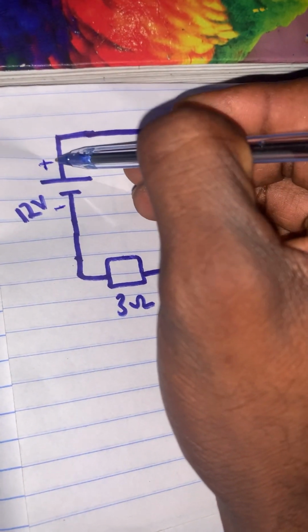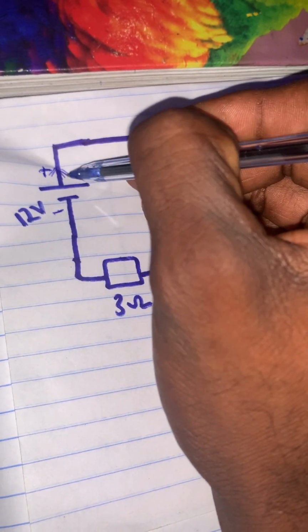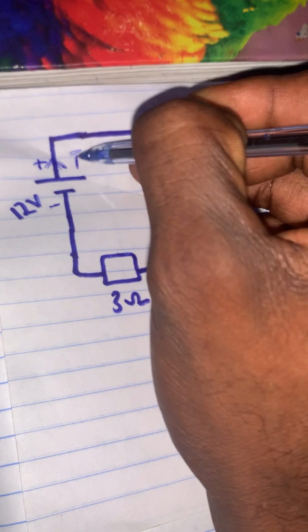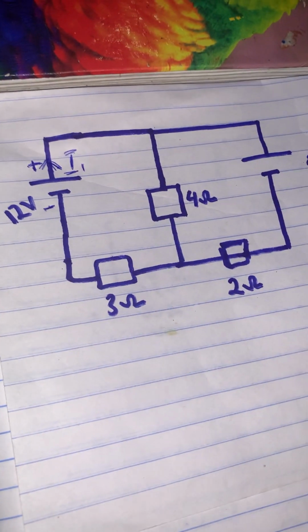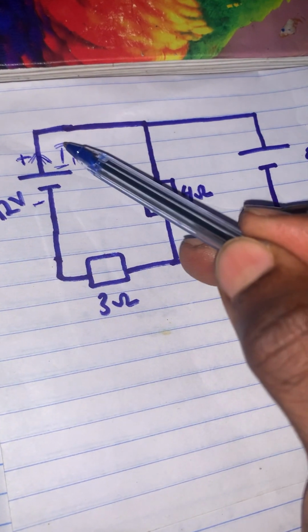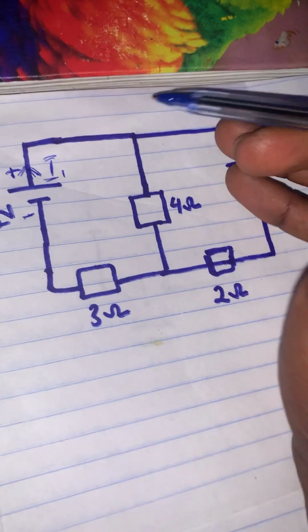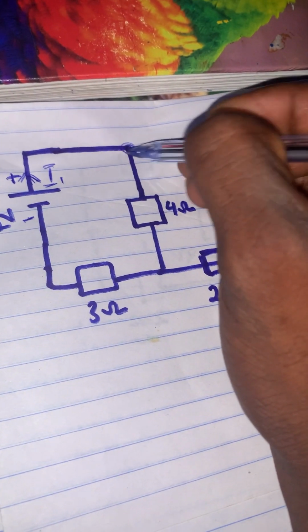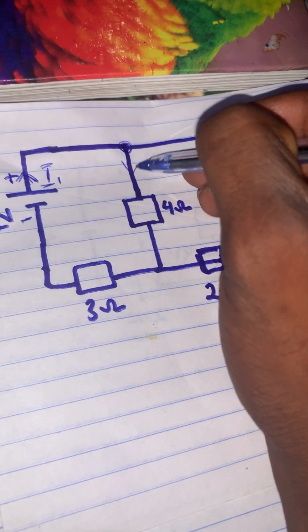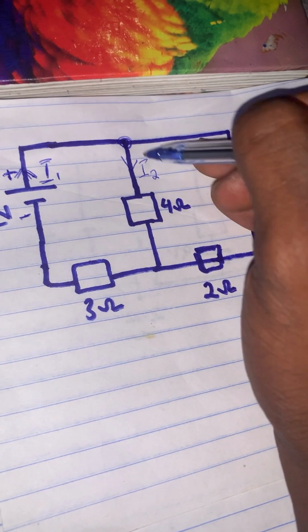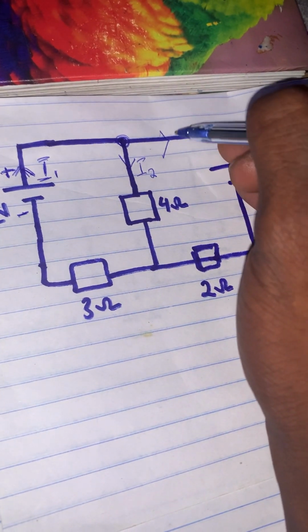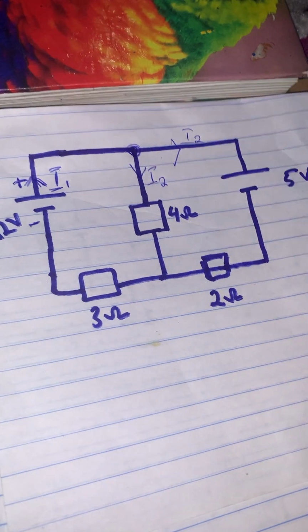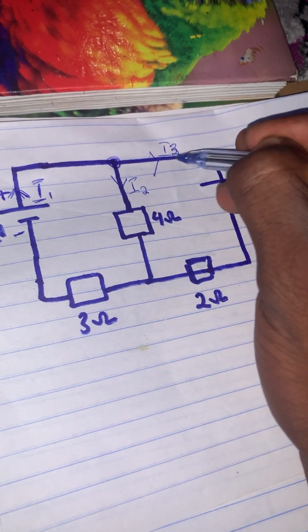And the current always flows from positive sign to negative sign. Let's call this I1. Now when this current keeps moving, here is a node, and this current will split into two. I2 will go in this direction and I3 will go in this direction.